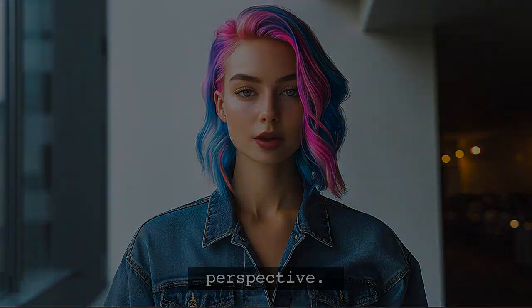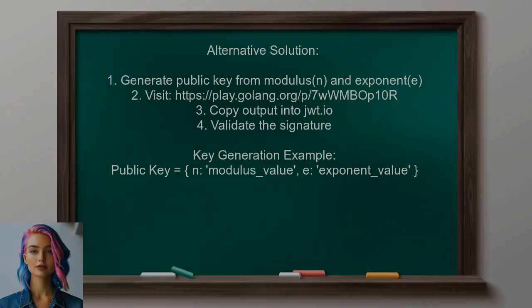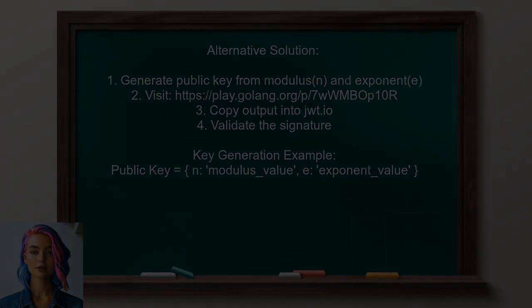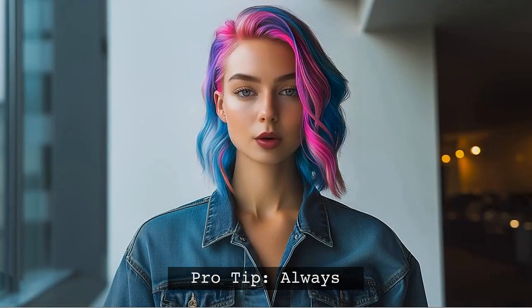Let's see another perspective. An alternative solution provided by another user suggests using a public key derived from the modulus and exponent. They recommend visiting a specific link to generate this key, and then copying the output into jwt.io to validate the signature successfully. Here's the tip I promised.